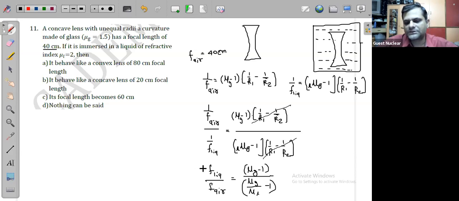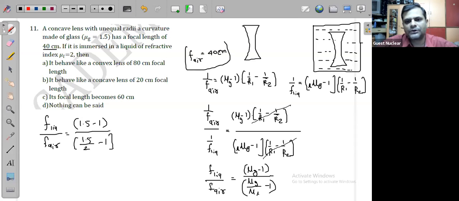So here, if we just solve this in the next step, then we can be able to get this F liquid upon F air, which is going to be equal to, in the bracket here, mu g, where mu g is going to be 1.5, right? So it's going to be 1.5 minus 1, kept as it is, divided by, here it is 1.5 upon 2, and that is divided by minus 1 here. तो इसमें F air जो है वो दिया हुआ है, F air is already given to be 40 centimeter here, so we have to replace it that.